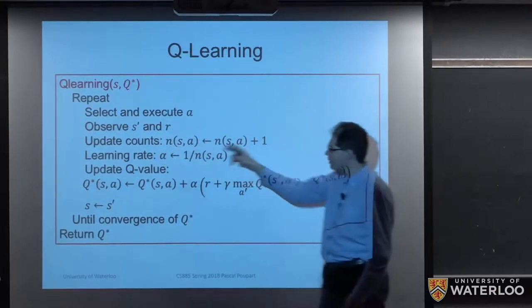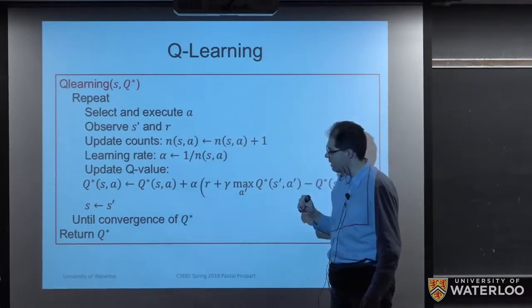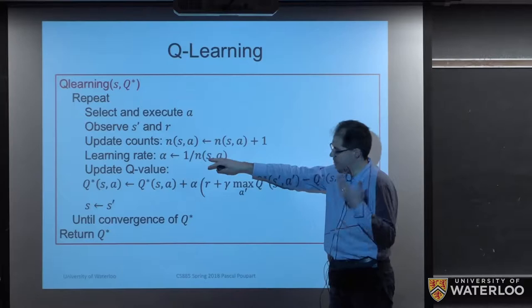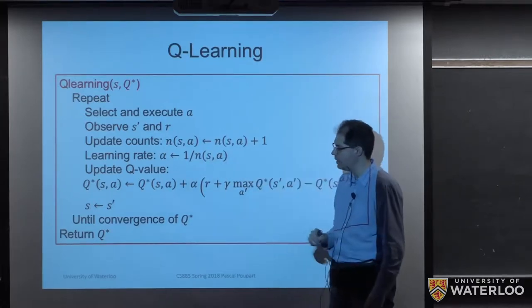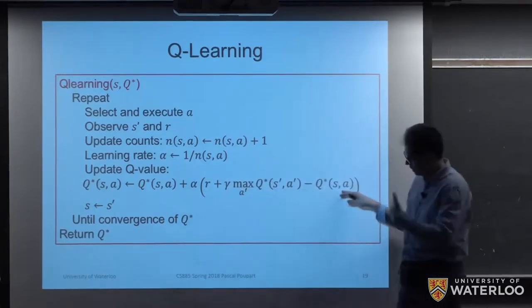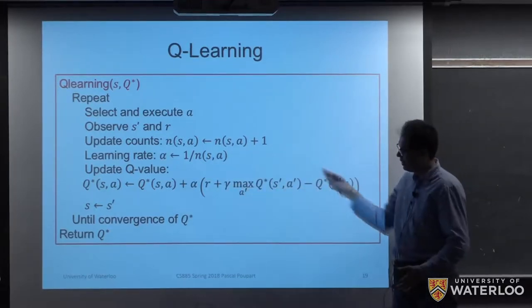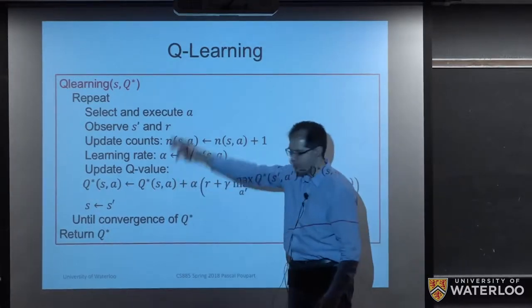Then we count how many times we've been in state S with action A. That helps us define a learning rate. So we're going to take 1 divided by that count for the learning rate. And then we update the Q function according to the incremental update that we just saw. So it's a temporal difference update. And then we simply repeat.